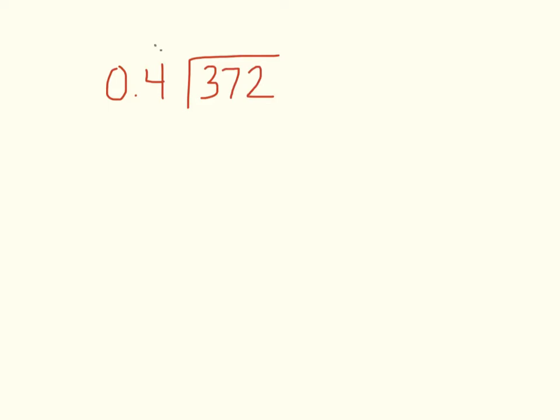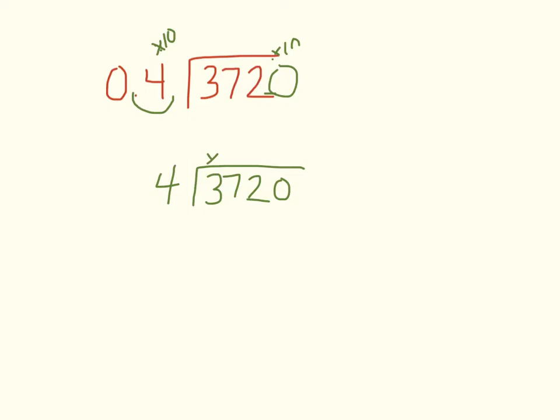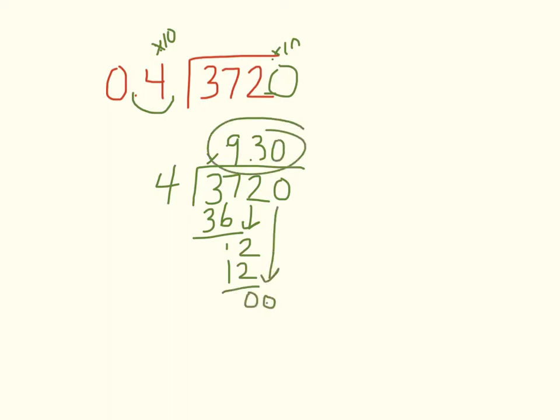Here again, I multiply this by 10, so I need to multiply this by 10. If I multiply this by 10, it just moves a decimal over. If I multiply this by 10, it adds a 0. So I have 3720 divided by 4. 4 goes into 37 9 times. 9 times 4 is 36. Bring down my 2. 4 goes into 12 3 times. 3 times 4 is 12. Bring down my 0. 4 goes into 0 0 times.